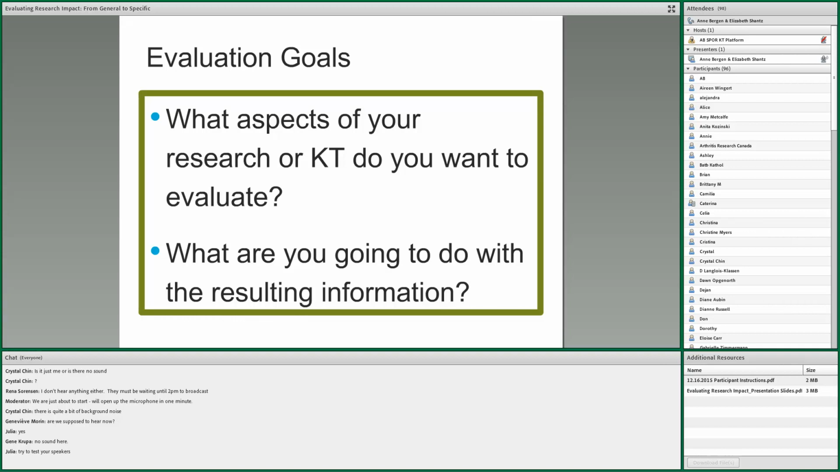You can track a whole lot of information about the research process and research outputs, but if nobody wants that information and nobody wants to use that information, then is it worthwhile collecting? So think about what parts of your research you want to evaluate, and what are you going to do with the resulting information? Who wants to know? What are you going to change?